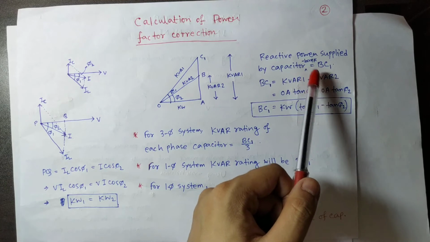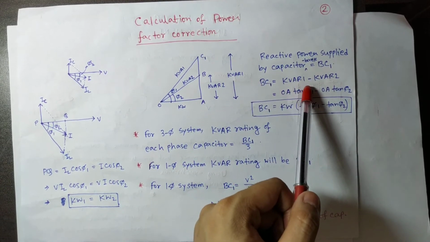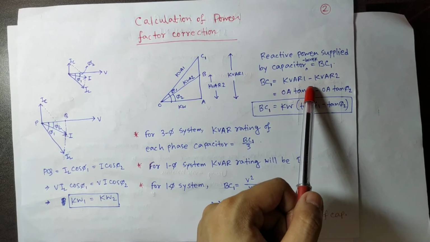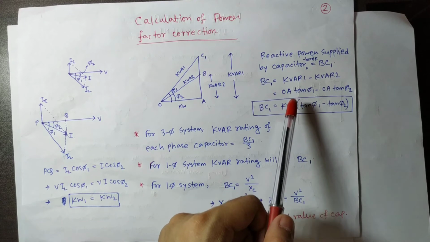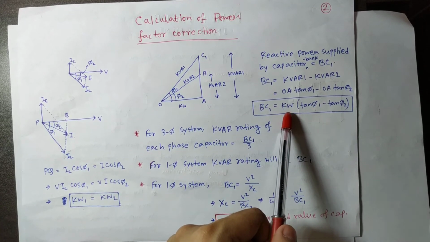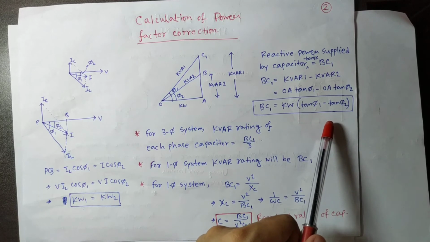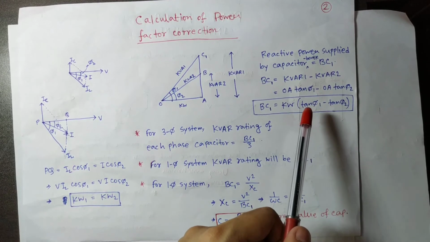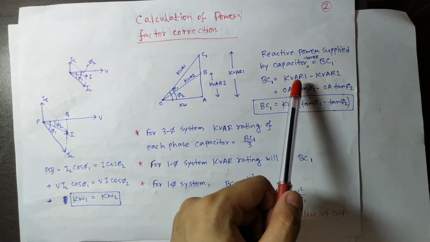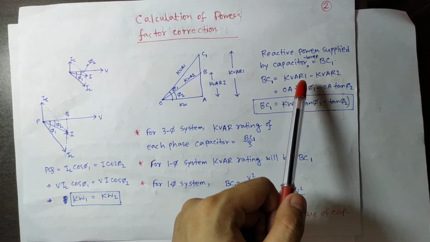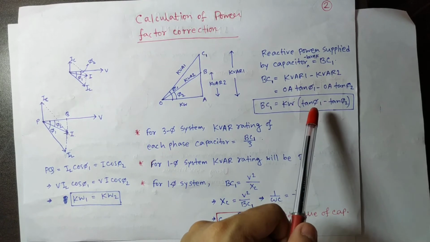So here the reactive power supplied by the capacitor bank is BC1, which can also be written as kilowatt 1 minus kilowatt 2. After solving this you will get this expression: the kilowatt demand multiplied by tan phi 1 minus tan phi 2. So using this expression you can determine the value of reactive power that will be supplied by your capacitor bank, right? So a numerical can be asked from this equation.